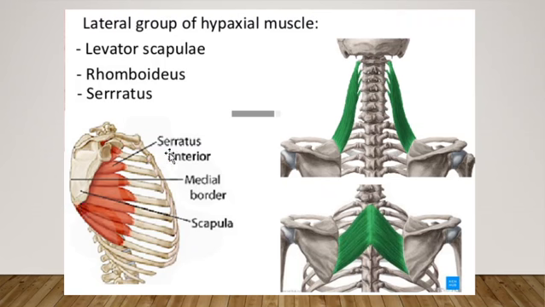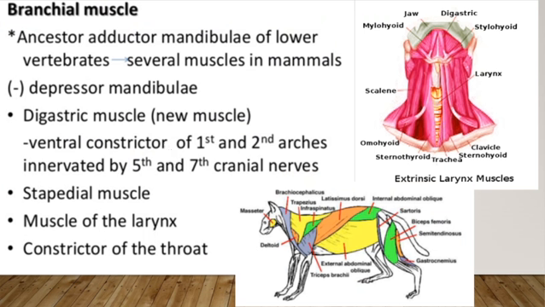Okay, next. Branchial muscles, ancestors of the abductor mandibular of lower vertebrates, several muscles in animals. So, no depressor mandibular in some animals. So, we have the digastric muscle, a new muscle in the mammalian group, because digastric muscle is absent among birds, reptiles, and frogs.